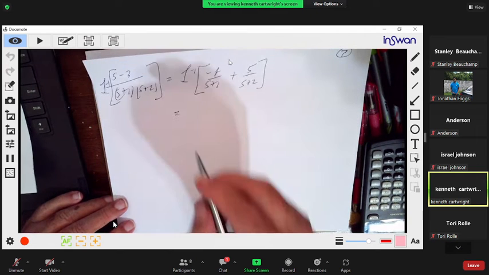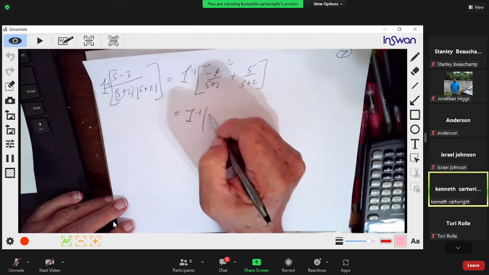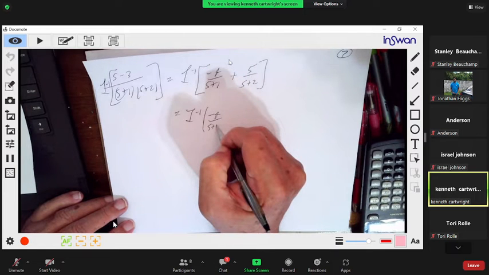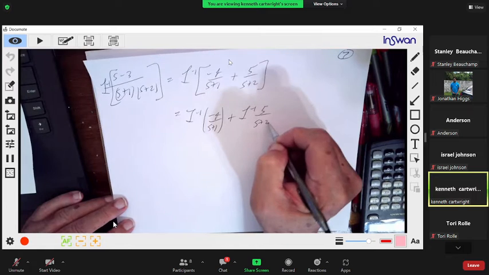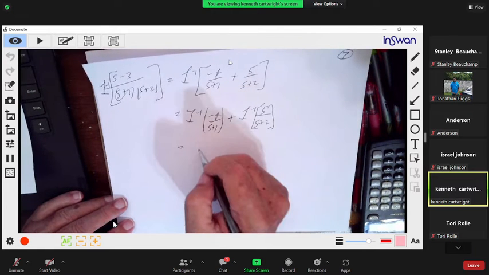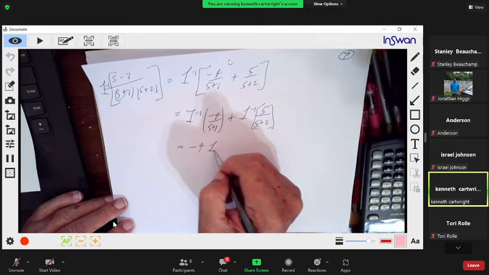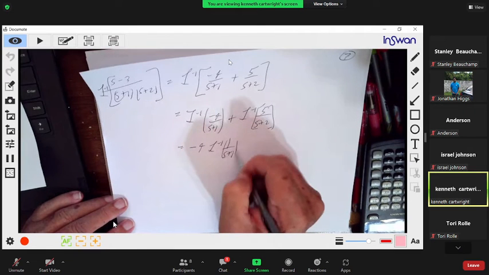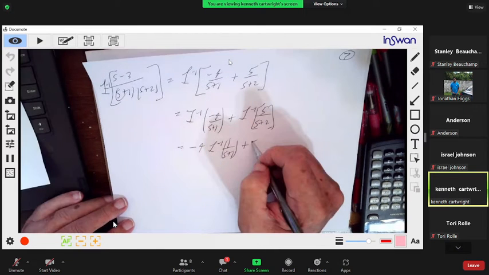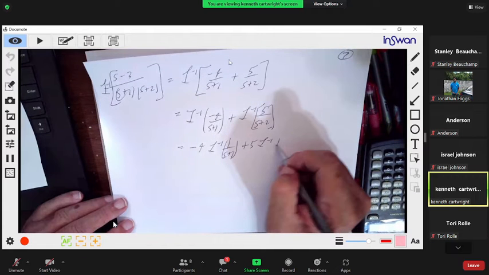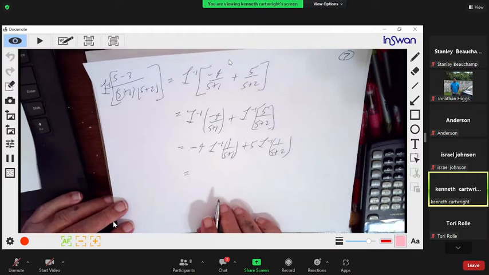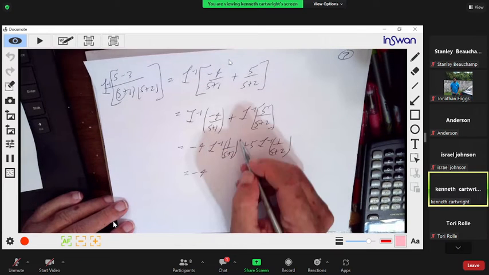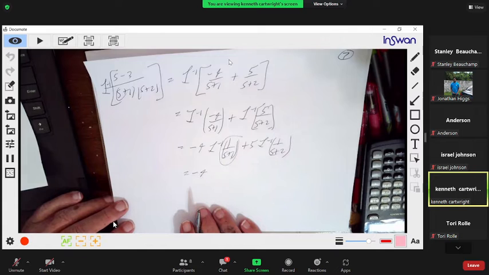Okay. So this is the inverse Laplace of negative 4 over s plus 1 plus the inverse Laplace of 5 over s plus 2. So that's negative 4 times the inverse Laplace of 1 over s plus 1 plus 5 times the inverse Laplace of 1 over s plus 2. And now from the table, so this is negative 4. From the table, what is this? From the table, what is that?